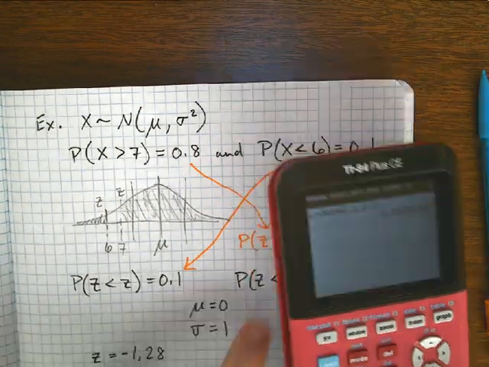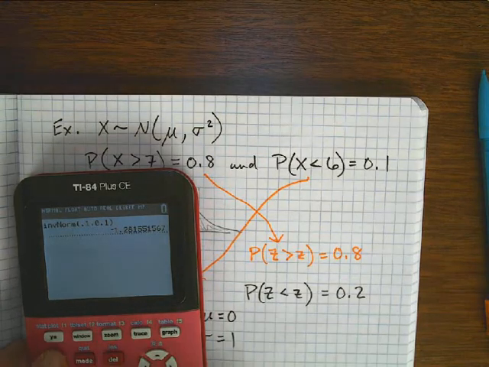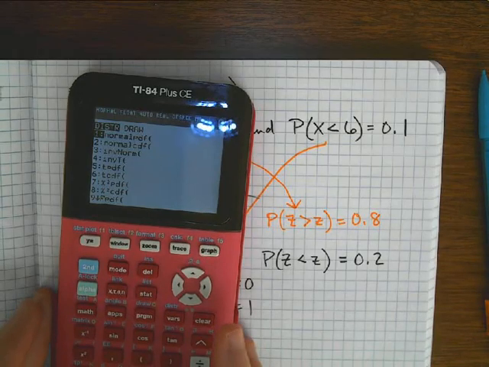And then I'm going to do it again for the other one. So second vars. Can you see this? I feel like there's a glare.